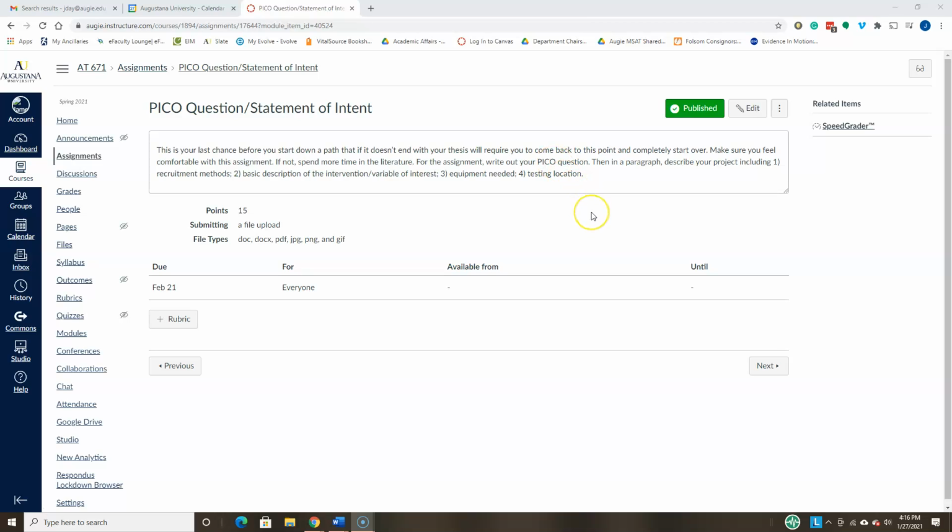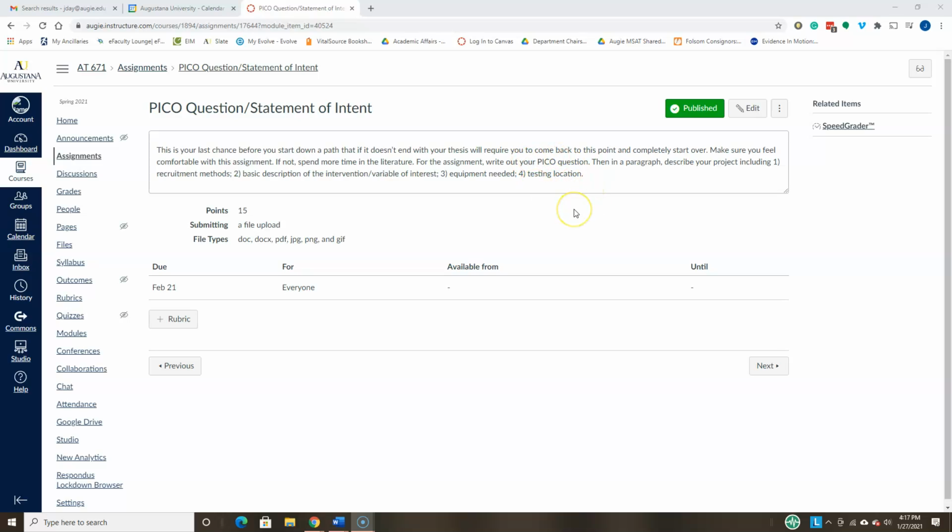C is your comparison group. Are we going to be comparing to a true control group? Are we going to do a test-retest design where we're going to be comparing to them before and after? Are we going to do a comparison where each person participates in each group, and so we're going to compare to themselves in the other intervention group? And then O is the outcome. This is your dependent variable, what you expect to be different between the groups.